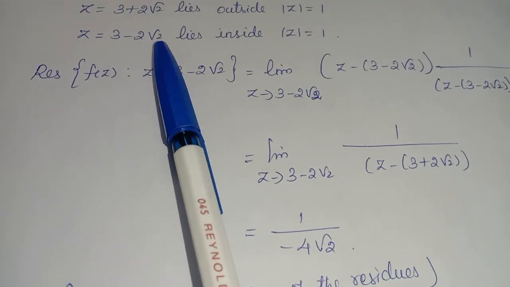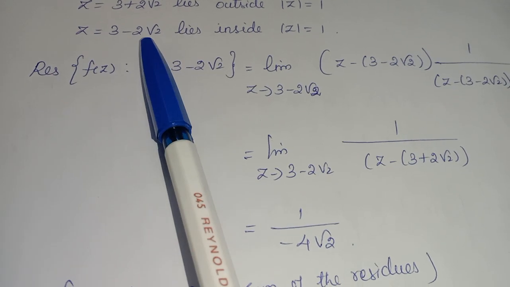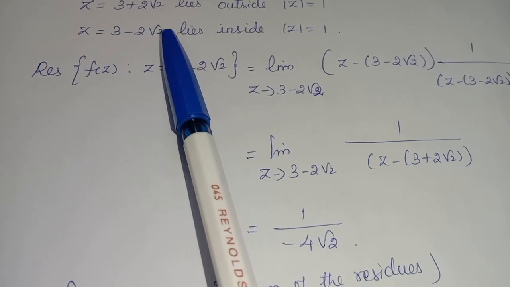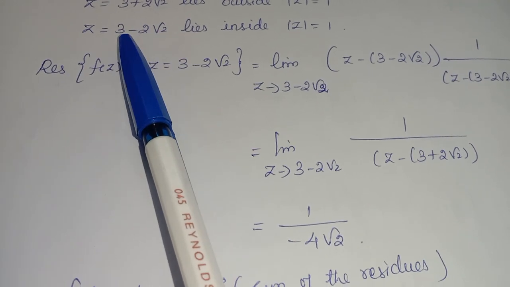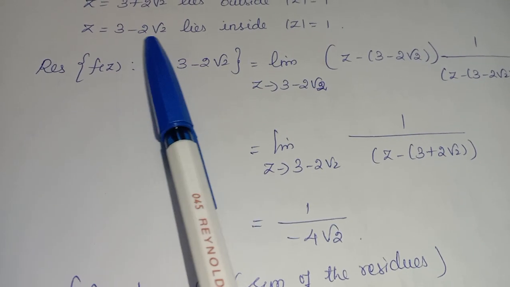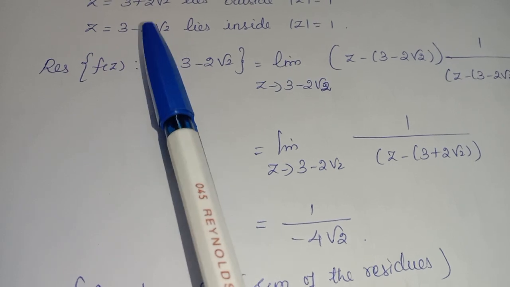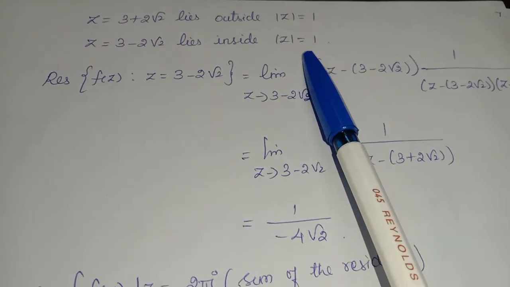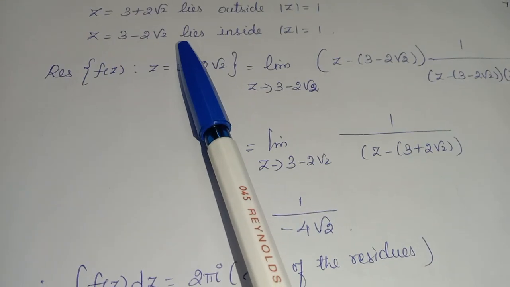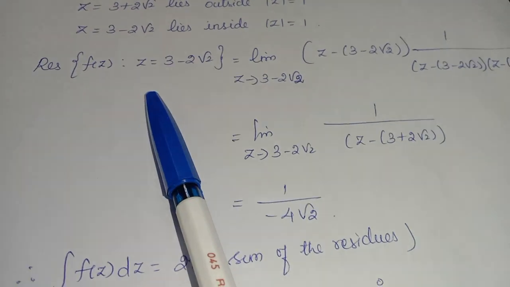And this 3 minus 2 root 2 will be definitely less than 1, because this value is 1.414. When you multiply it with 2, it will be more than 2 only. So when you subtract 3 minus 2, it will become less than 1. Positive number but less than 1. That means this is lying inside the circle. So for the pole which is lying inside C, we have to calculate the residue.